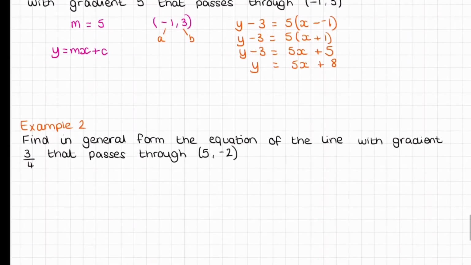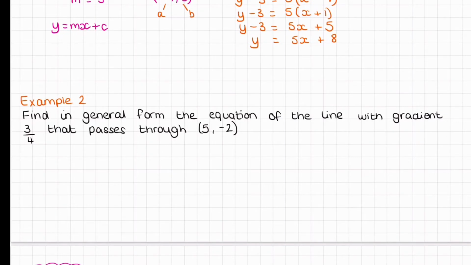Okay, example 2. Find in general form the equation of the line with gradient 3/4 that passes through 5, -2. So once again, let's make a note of what we know. So we know that gradient is 3/4. We know it's going through 5, -2, and we want it in the form ax plus by plus d equals 0. So let's start putting this into that equation. So we know that 5 is a, -2 is b.